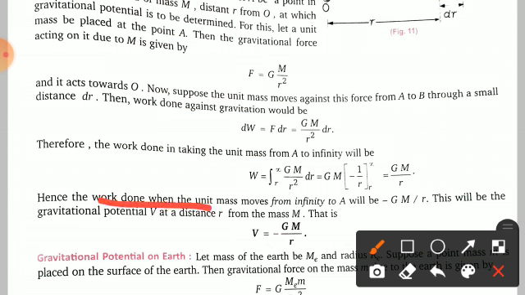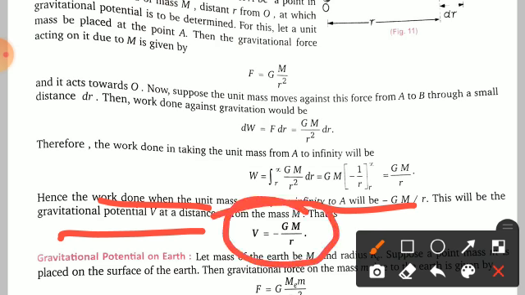So finally, after solving all the values, the work done when the unit mass is moved from infinity to A will be minus GM by r. This will be the gravitational potential V at a distance r from the mass m, that is V equals minus GM by r. I hope it is clear.